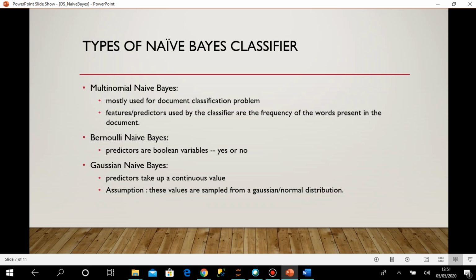And then comes the Gaussian naive Bayes. It actually helps in prediction of continuous values. It's used when your samples are taken from some normal distribution. Normal distribution, you understand, has a mean of 0 and a standard deviation of -1 to +1. If the data is distributed in a normal or Gaussian form, then this Gaussian naive Bayes can be used.